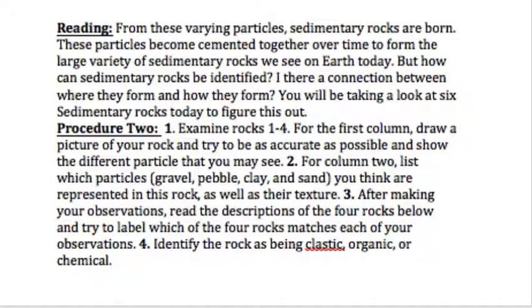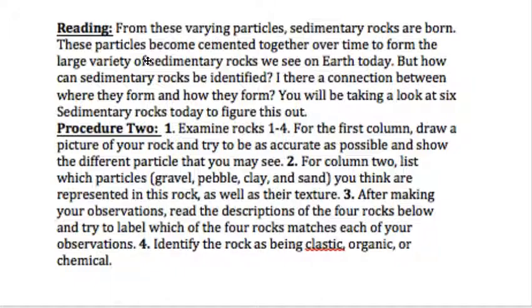Now we're moving on to the next part. Reading. From these varying particle sizes, sedimentary rocks are born. These particles become cemented together over time to form the large variety of sedimentary rocks we see on Earth today. But how can sedimentary rocks be identified? Is there a connection between where they form and how they form? You will be taking a look at 6 sedimentary rocks today to figure this out.